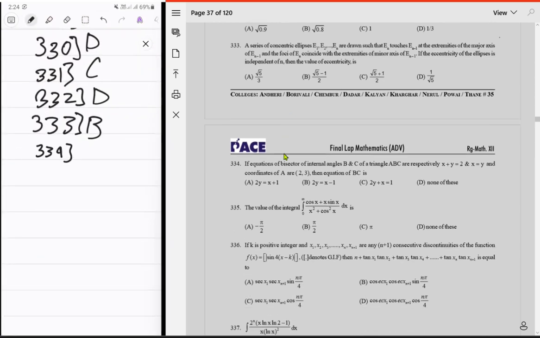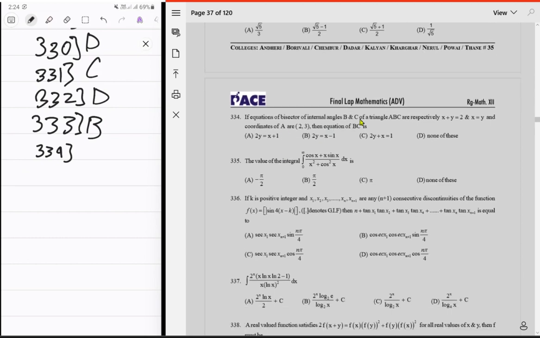which is if the equation of bisector of internal angles B and C of a triangle ABC are respectively this, and the coordinates of A are this, then the equation of BC is, okay, internal angles B and C of a triangle ABC are respectively random lines. ठीक है ना, तुम इनसाइडर ढूंढ सकते हो.